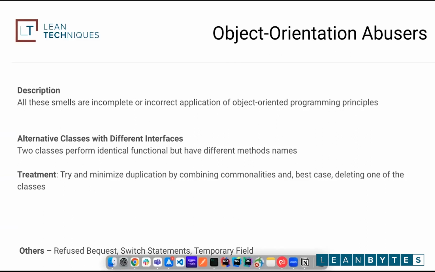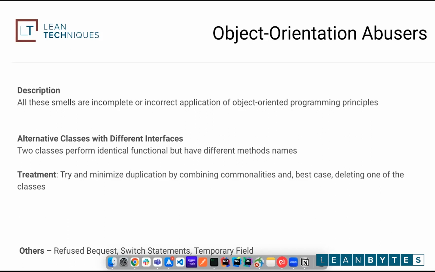object orientation abusers. For this one, these are smells that are incomplete or incorrect application of object-oriented programming principles. One of the examples on this one is alternative classes with different interfaces. It says on here 2 classes that perform identical functionality, but they have different method names. Sometimes this could happen if there was a class that was existing that performed a functionality and somebody else wrote a class or a helper method or helper function that did the same thing, or something that's very similar, and they just didn't recognize it.